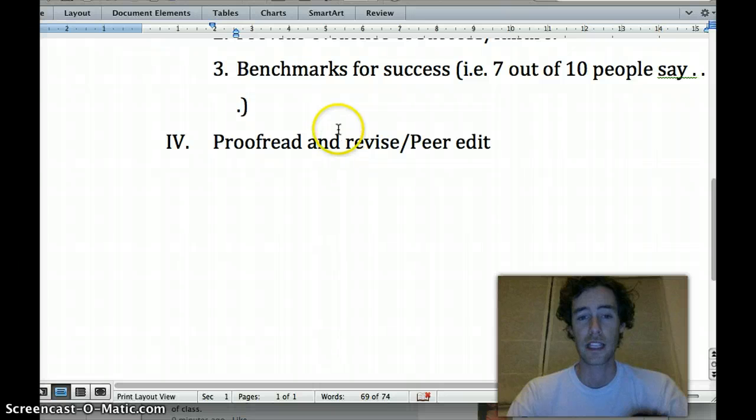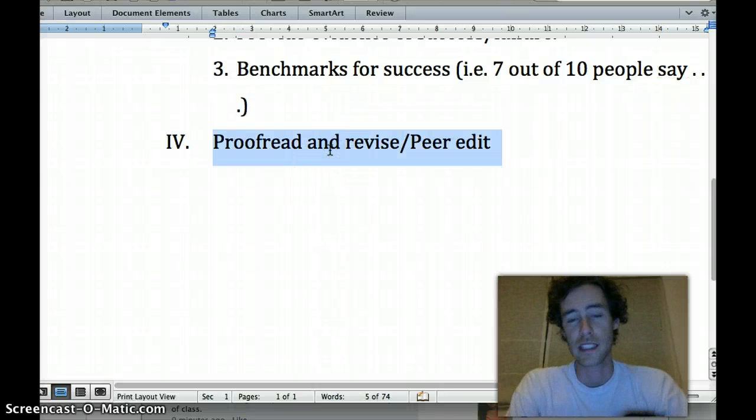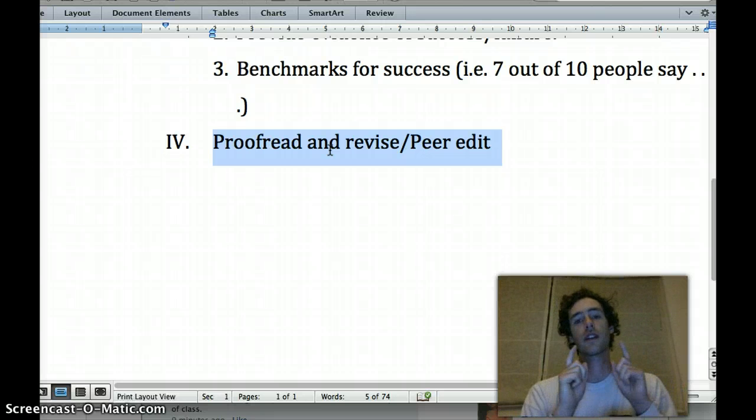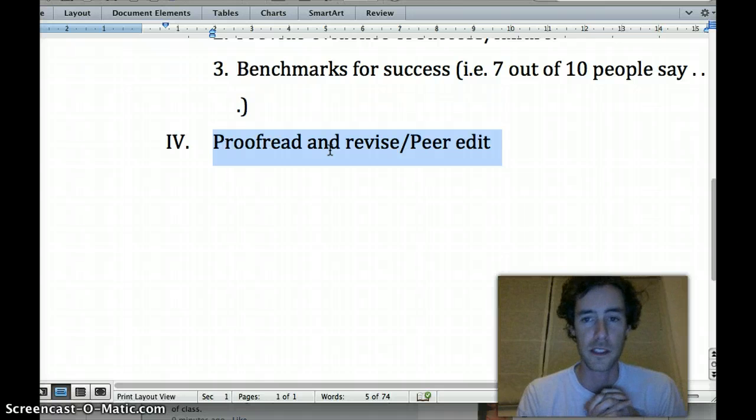And then finally, if we get through all that, the very last thing that we're going to do is allow you to proofread, revise, and peer edit to get your investigate report where it needs to be to turn in on Thursday.